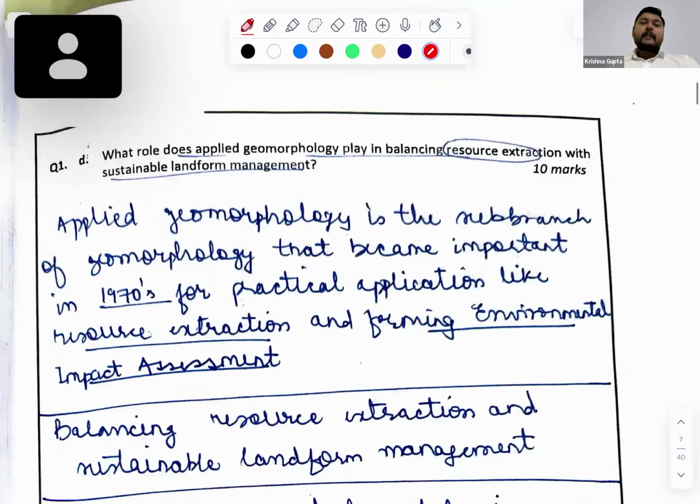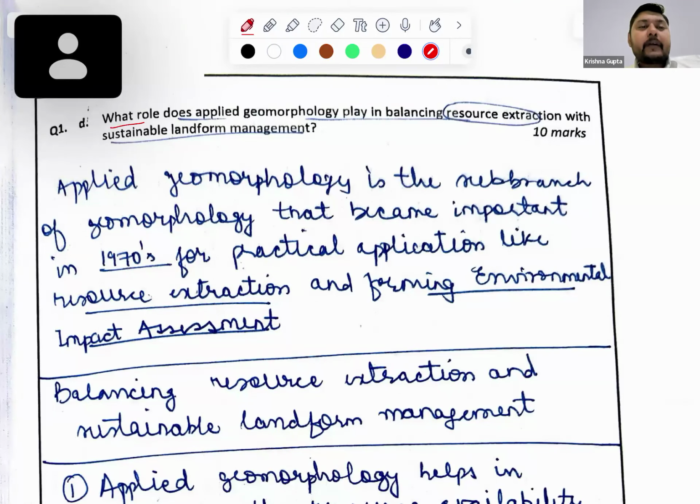Okay, now let's move to the next question. What role does applied geomorphology play in balancing resource extraction with sustainable landform management?